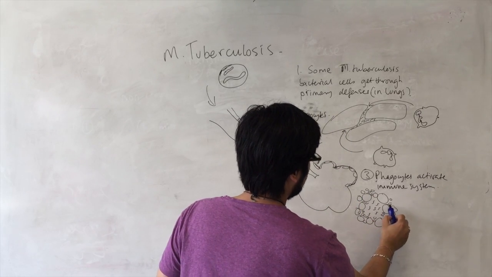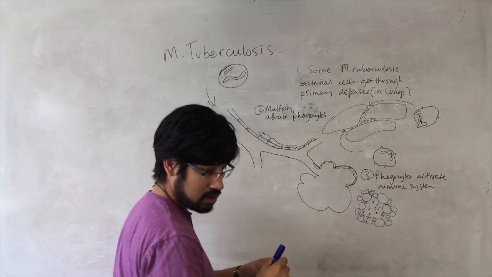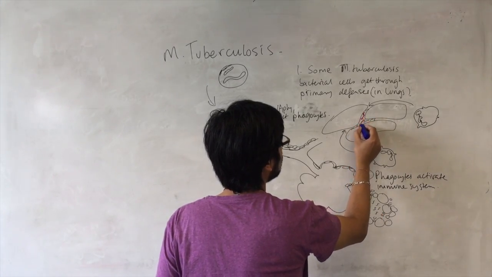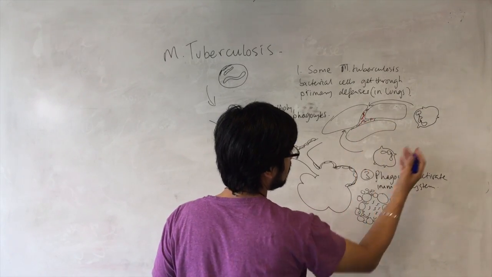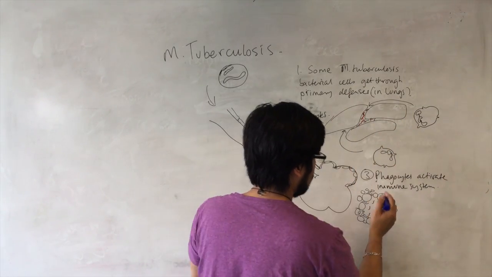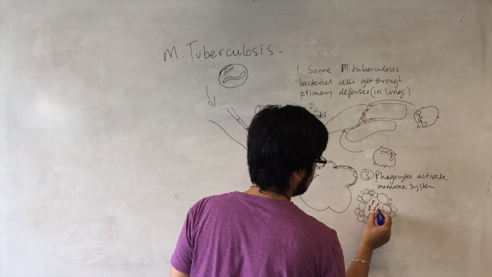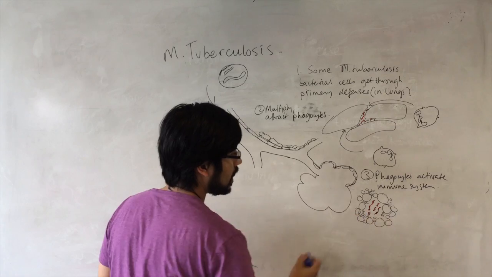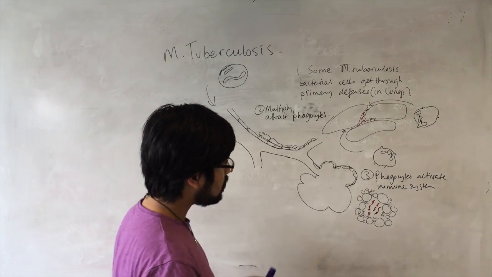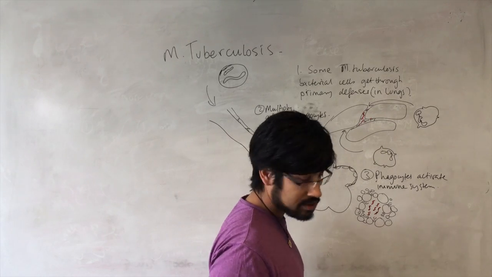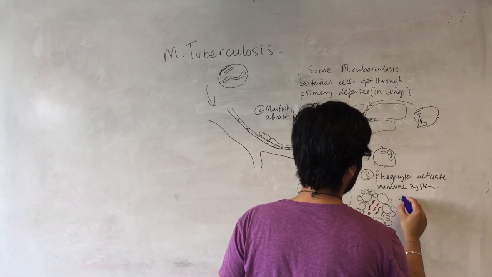Okay? So maybe I should just highlight them. All right, so we have our bacteria there, phagocytes activate the immune system, and eventually we have them all encased in the immune cells. Right, now these structures are called tubercles.